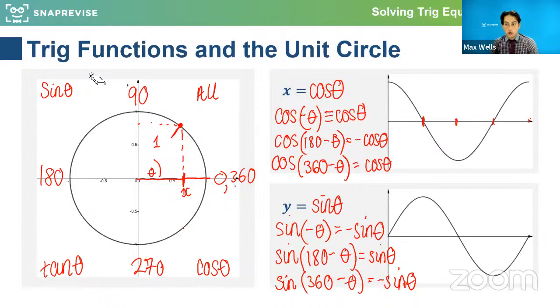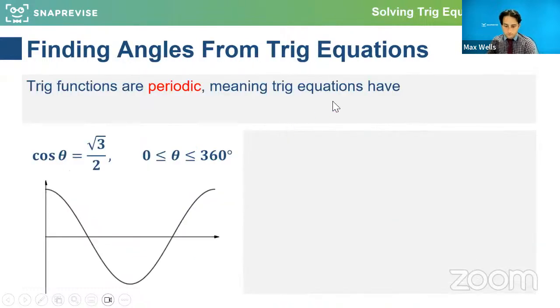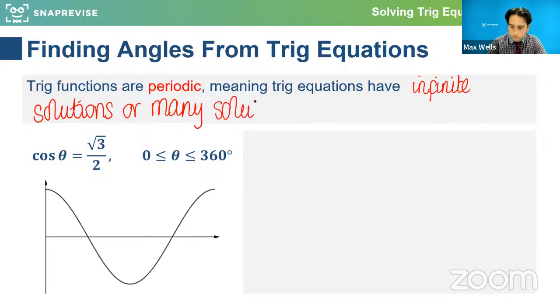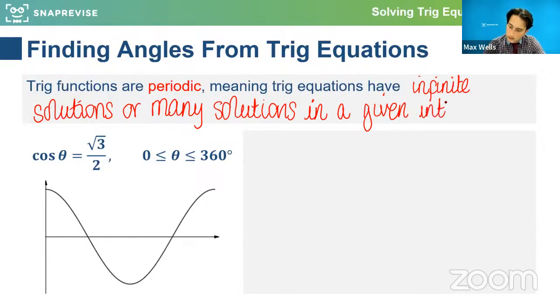So let's crack on and start looking at finding some angles from trig equations. So here we go. Trig functions are what we would call periodic. What that actually means, in that they're sort of repeating, is that because they're periodic, they have infinitely many, so infinite solutions. Or in other words, in a given interval. Does everyone recognize that? And we actually have a name for that interval. It's called the domain.